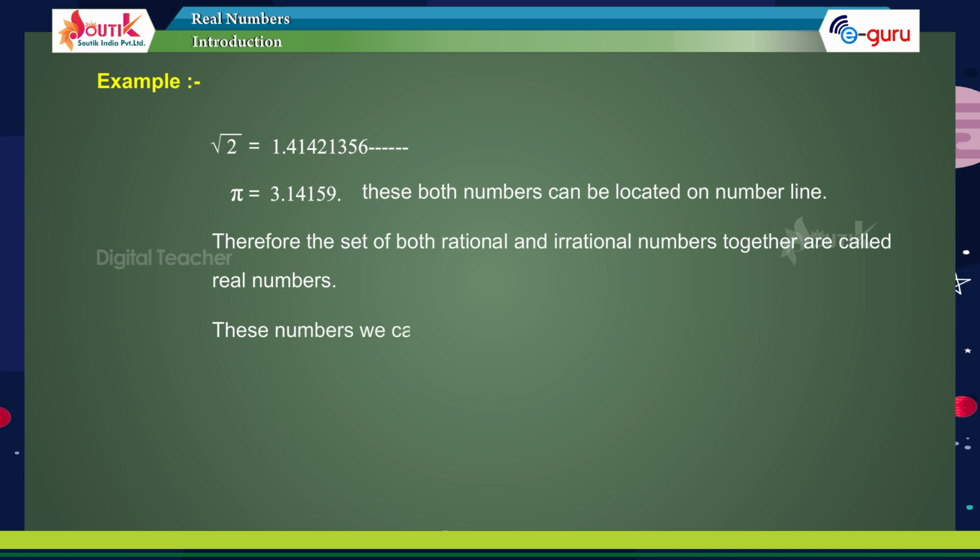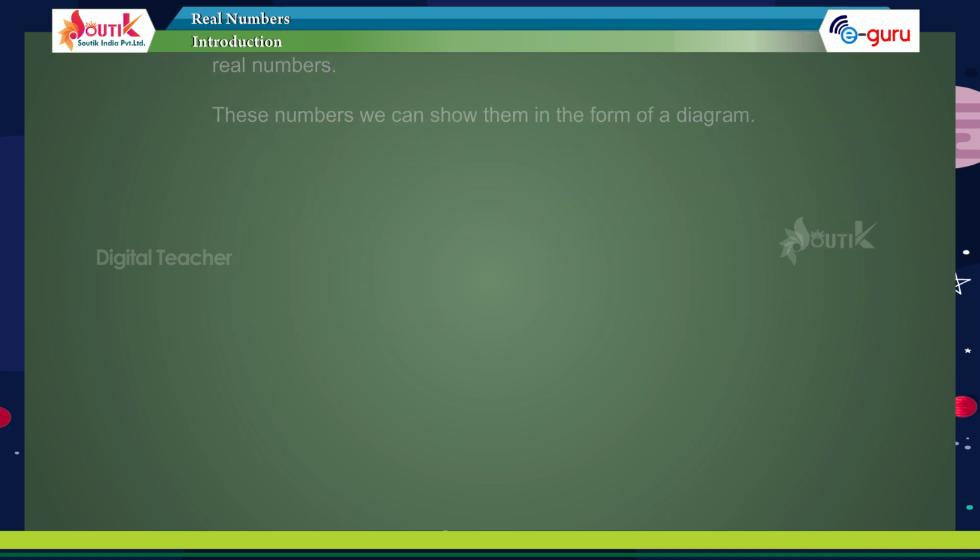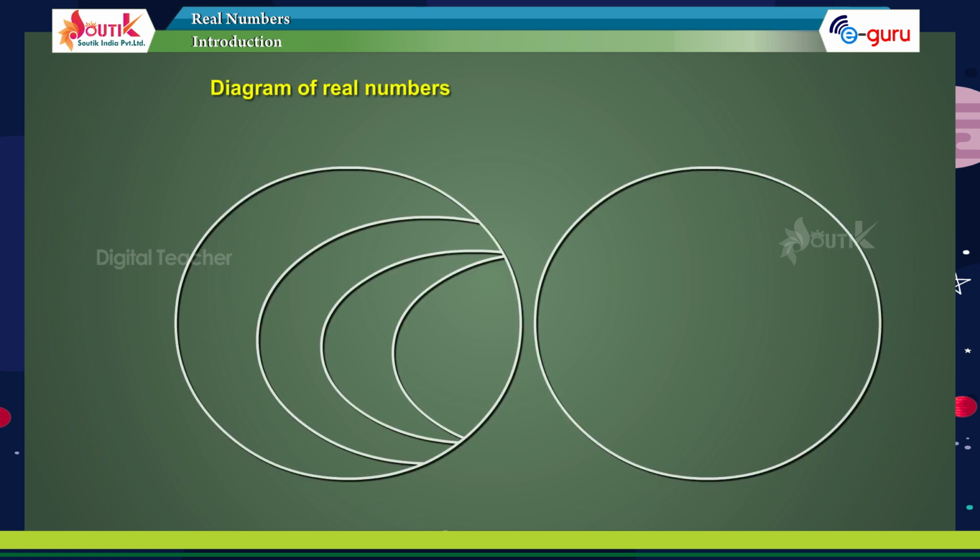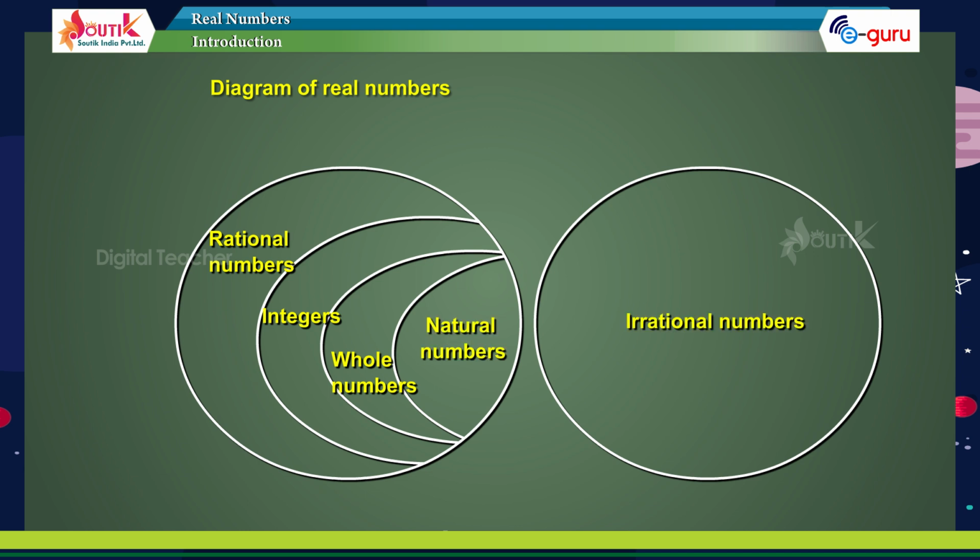We can show these numbers in the form of a diagram. Diagram of real numbers: rational numbers, integers, whole numbers, natural numbers, and irrational numbers.